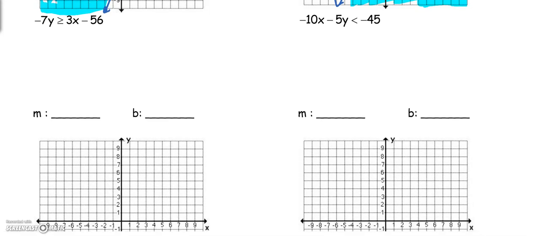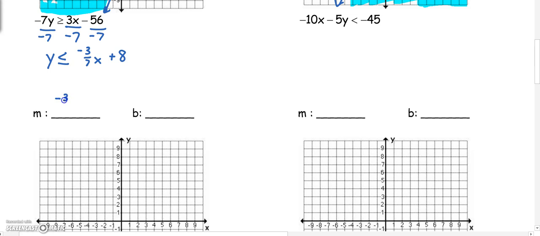In the next one, again, there's a number in front of the y. So in order to get the y by itself, I'm going to divide by negative 7. Now this is very important. Remember, when you divide by a negative number, you must flip your inequality sign. So it's now going to be y is less than or equal to, I flip the direction the inequality was facing, and the negative 3/7 x plus 8.